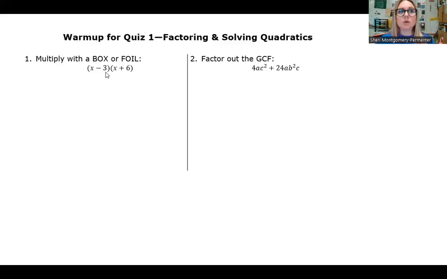So this one, multiplying. You should know how to distribute, and you should know how to multiply. When you multiply, you can either use a box or you can FOIL. So which way do y'all like to do it? FOIL is easier. Okay, I hear a lot of both, and so I will show you both ways.